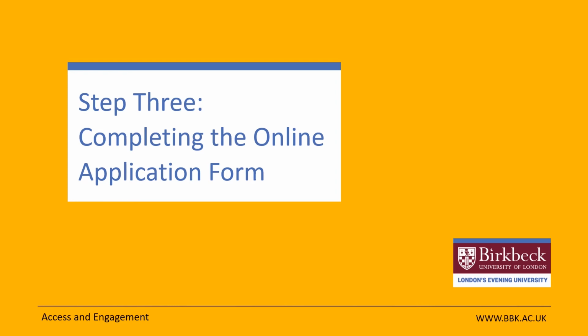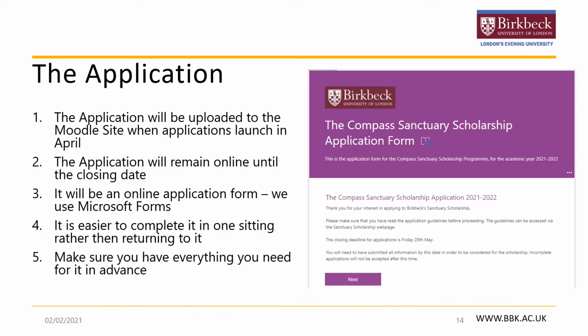Once you have prepared your answers to the questions, you can then complete the online application form. You will find the application form on the Compass Moodle page and it will automatically open and close in line with the application dates. The form is hosted online, so you will need access to the internet in order to complete it, and we do recommend that you complete it within one sitting rather than returning to it at a later stage.